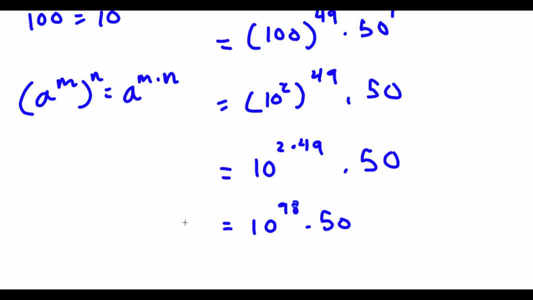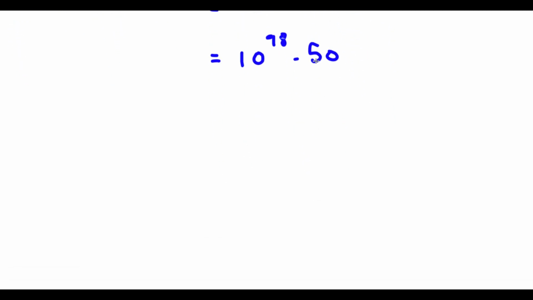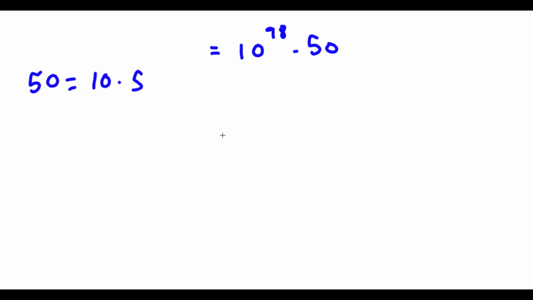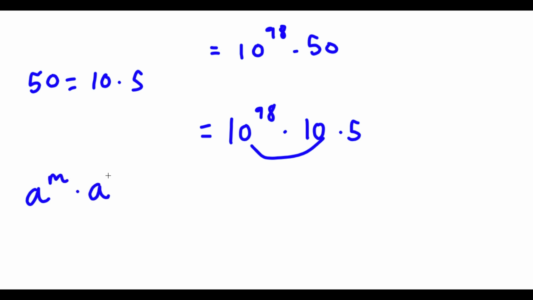Now, although we've pretty much simplified this as much as we can, we can always simplify more by simplifying this 50. So 50 here is the same thing as 10 times 5. So now I have 10 to the power of 98 times 10 times 5. Now, if you notice, 10 to the power of 98 and 10, both of these have the same bases. And if two terms have the same bases, then you can always multiply them. So I can say a to the power of m times a to the power of n is equal to a to the power of m plus n.